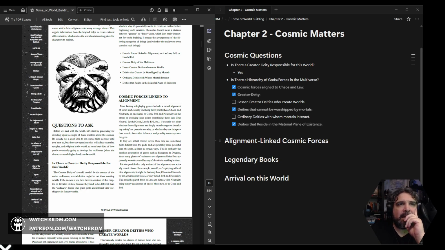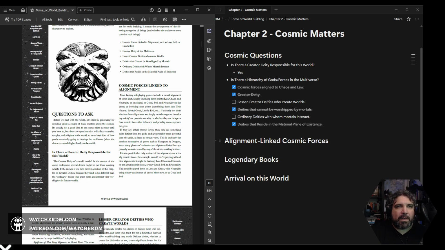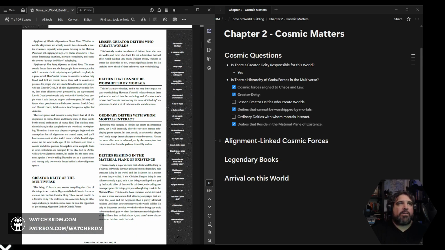This is probably the baseline assumption of games such as Dungeons & Dragons, since many planes of existence are alignment linked, but apparently weren't created by any of the deities residing in them. Yeah, I like that. It's also possible that only a subset of the alignments are actually cosmic forces. For example, even if you're playing with all 9 alignments, it might be only that law, chaos, and neutrality are actual cosmic forces, or only good, evil, and neutrality, which could be pared down to law and chaos, with neutrality being simply an absence of one of the two, or good and evil. Yeah, that all tracks.